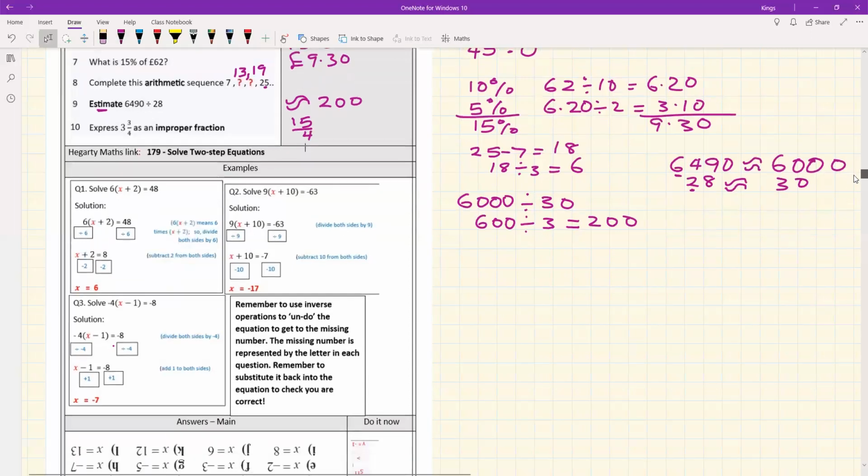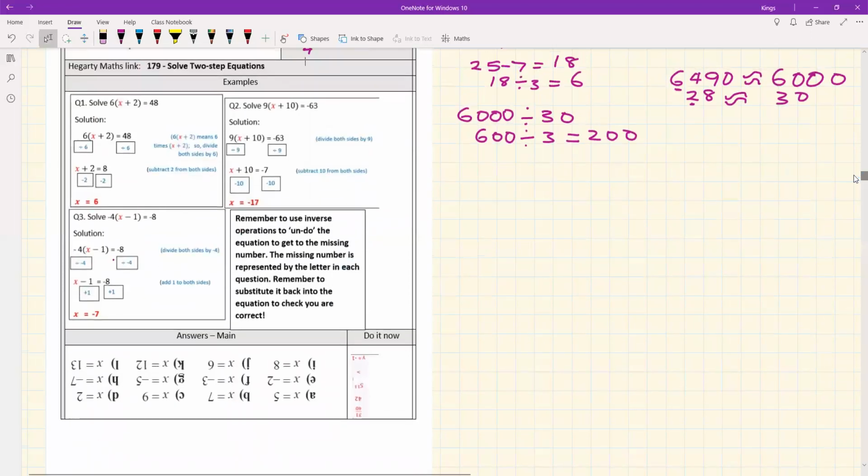So we go to the main part of the workbook now. Head on to Hegarty Maths after completing the work on these ones for further practice. So to solve two-step equations is video 179 on Hegarty Maths. So we're solving equations with brackets. Now we've got 6 brackets x plus 2 equals 48. I'm just going to write that here and rub these ones off so I have space.